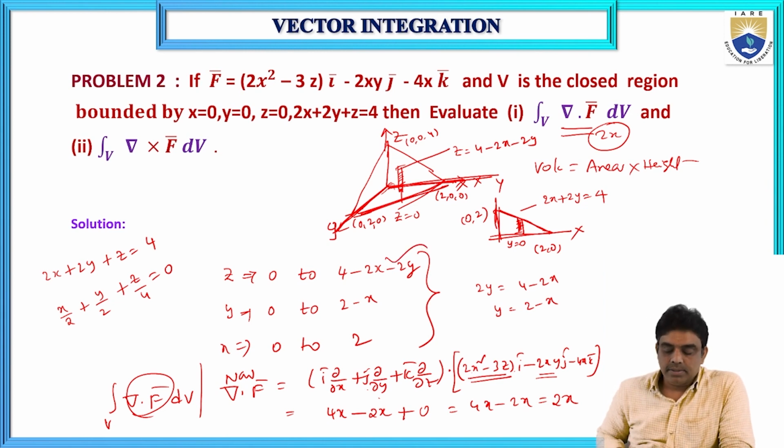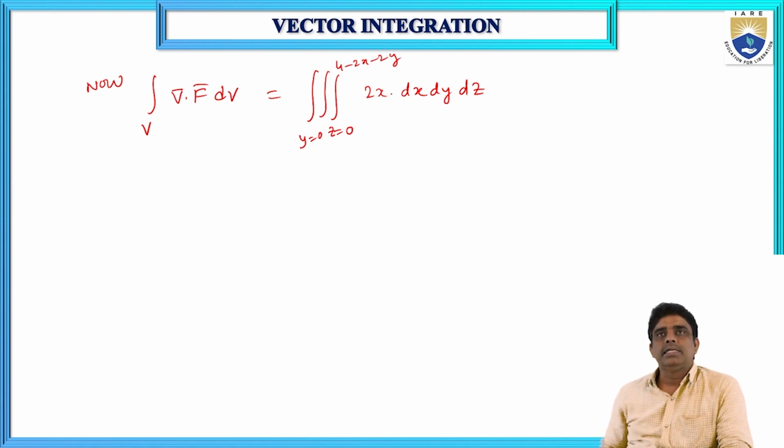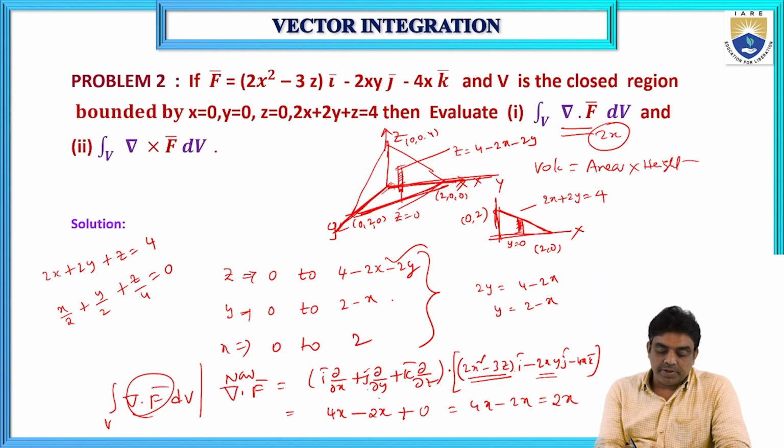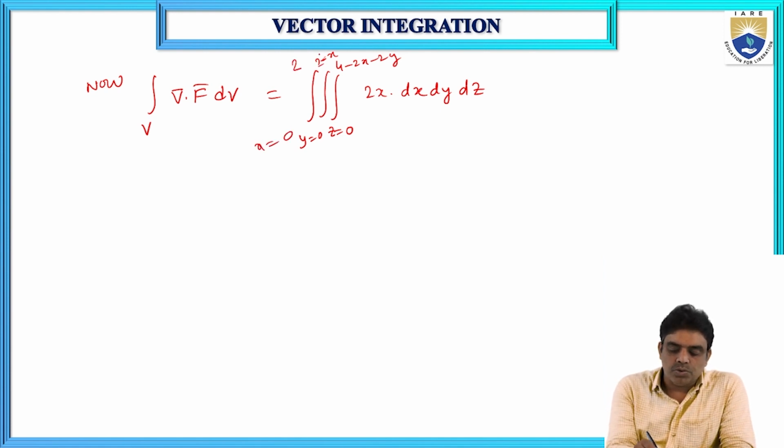4 minus, so I will write here 4 minus 2x minus 2y. And z is a two variable limit. z is a function of x and y. That means you have to integrate the function first with respect to z. Then y is also a function of x. y varies from 0 to 2 minus x. That also I will write, 0 to 2 minus x, and x is equal to 0 to 2.